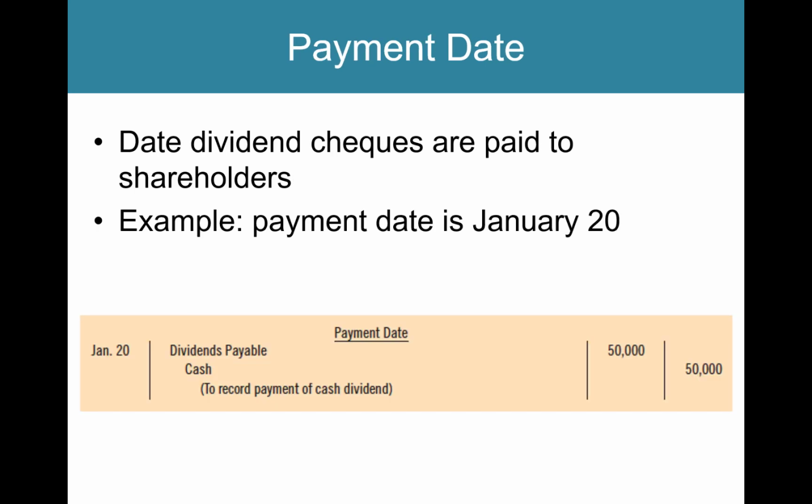And then the payment date, and this is the dividend date where the check is actually paid to shareholders of record. Whoever was identified as a shareholder of record will get the dividend, the actual paid dividend, on this date. And here we'll debit dividends payable to remove the liability and credit cash.